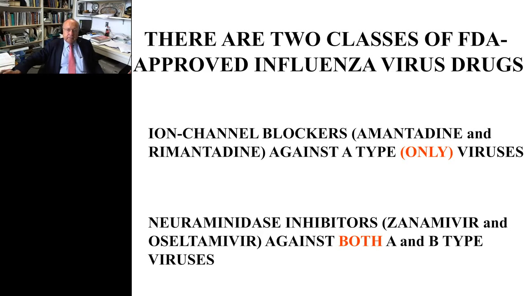And these are only effective against the A-type viruses, not the B viruses, but there are also many resistant influenza virus strains, resistance against amantadine, so that the only real drugs which we have are neuraminidase inhibitors, and there are two types, zanamivir and oseltamivir, and they are effective against both influenza A as well as influenza B viruses.